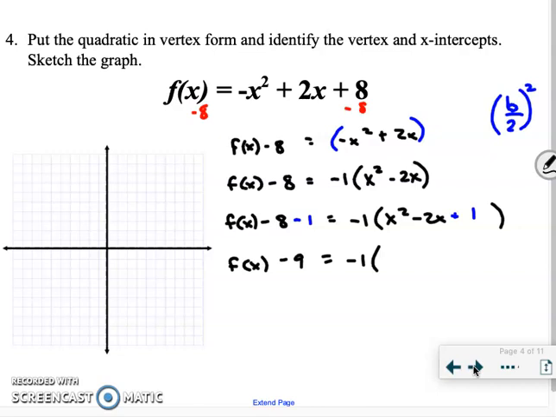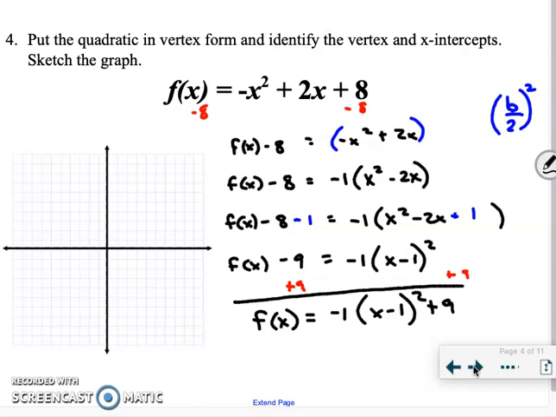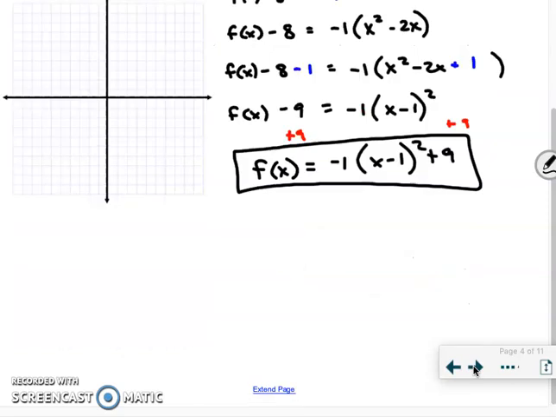Now, the whole reason for doing this is I need to get the binomial squared. So we're going to find x minus 1 quantity squared. We want f of x all by itself, so I'm going to add the 9 back over. So in doing this and finalizing my vertex form, f of x is equal to negative 1 times quantity x minus 1 squared plus 9. So when we need to put into vertex form, there it is.